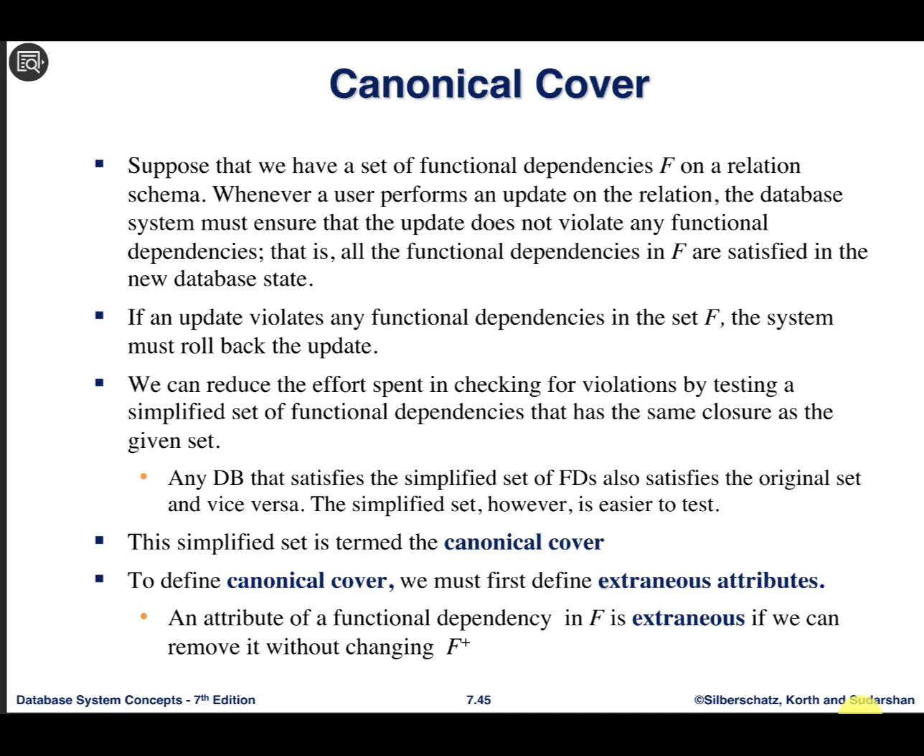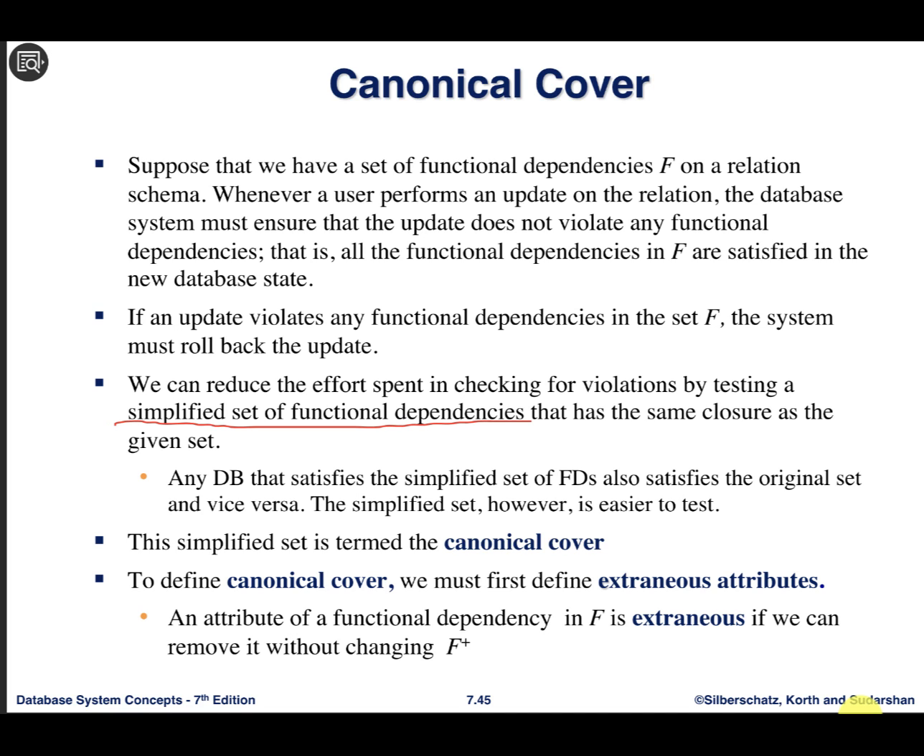This is kind of an expensive operation. Why? Because assume that we have 100. I'm just exaggerating, okay? Assume that we have 100 functional dependencies, a set of rules in F. So every time you perform any modification or insertion, you have to test all these 100. This is an expensive operation, okay? We can reduce the effort we need to spend in order to check all the violations by testing only a simplified set of functional dependencies, okay?